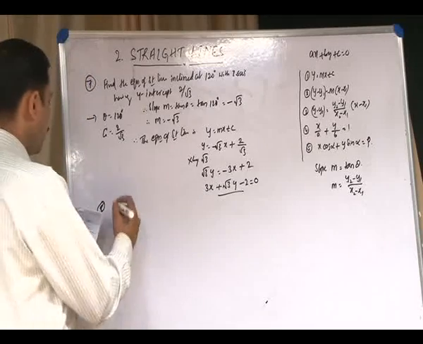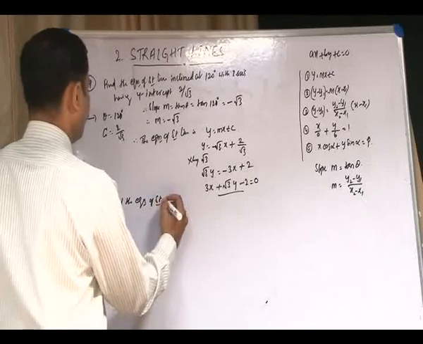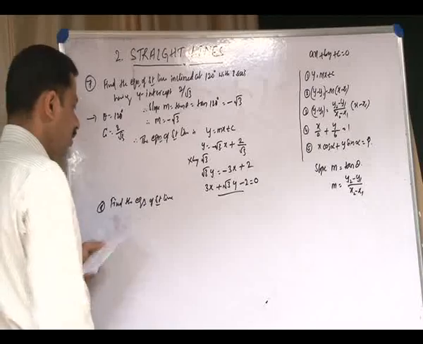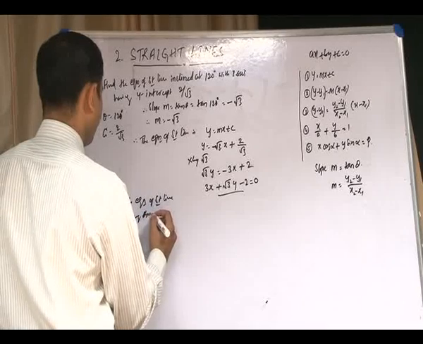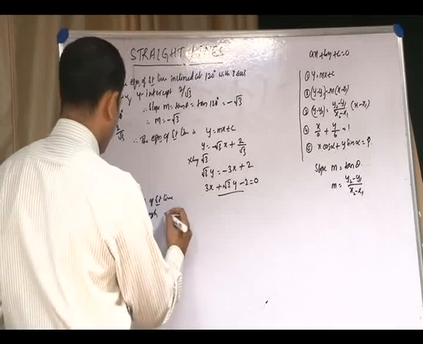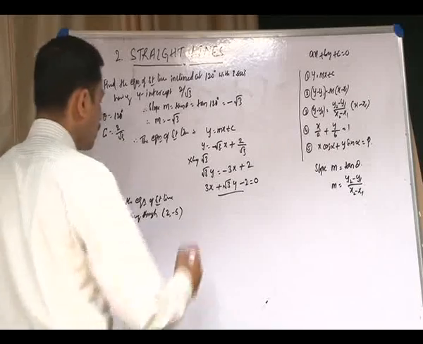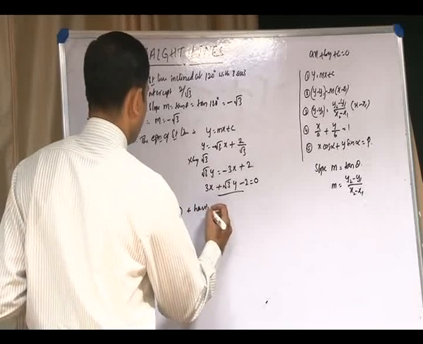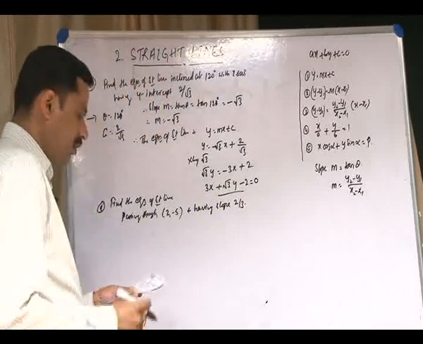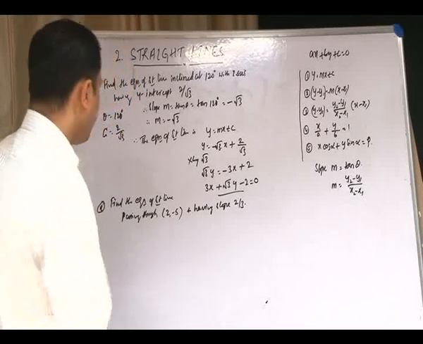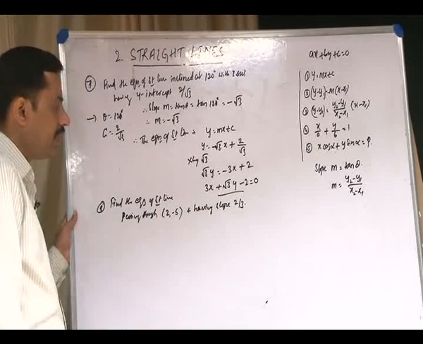Find the equation of straight line passing through 2 comma minus 5 and having slope 2 by 3. So, here you have to find the equation of the straight line, and that line is passing through the point 2 comma minus 5 and its slope is 2 by 3.